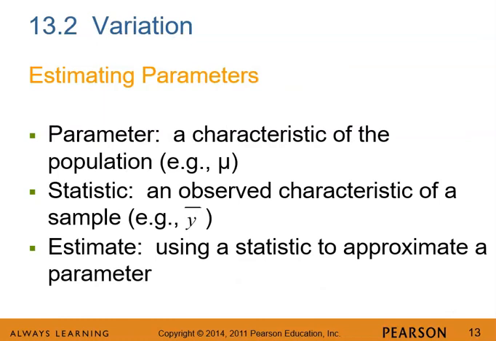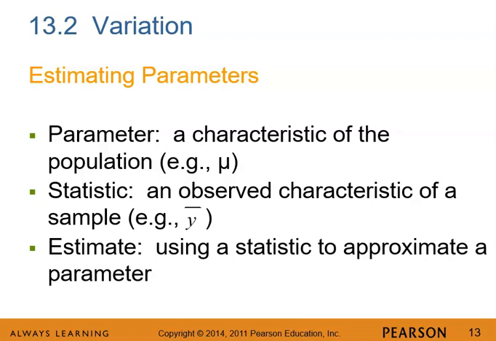Variation. It's a topic that we started statistics with. So let's talk about variation and talk about estimating parameters first. So what is a parameter? A parameter is a characteristic of the population, like the population's mean, the average of a population. We show it with mu.